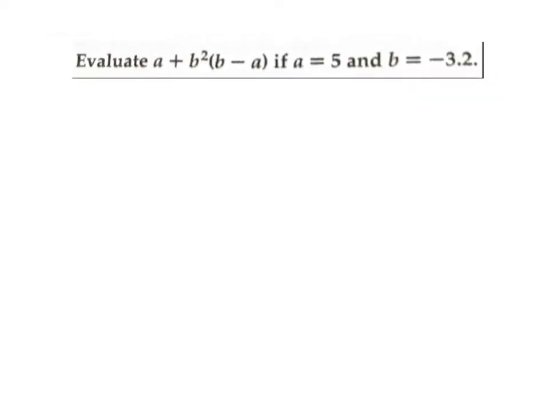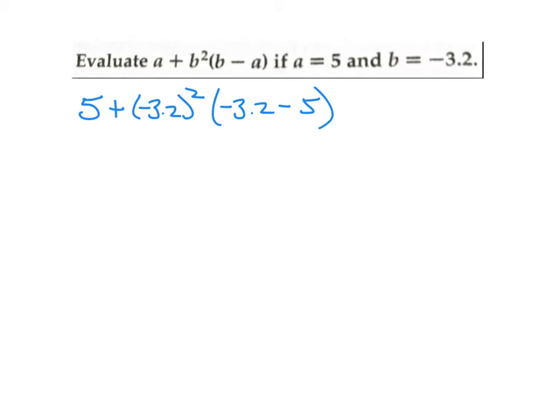Let's try another one. Let's evaluate a plus b squared times the quantity b minus a, when a is 5, b is negative 3.2. So first thing, of course, is to substitute all the values in. So we have a being 5 plus b squared, and b is negative 3.2, and that's getting multiplied by b minus a. So b is the negative 3.2, and we'll subtract a, which is 5. Now that everything's plugged in, we go through our order of operations and simplify what's in the parentheses first.